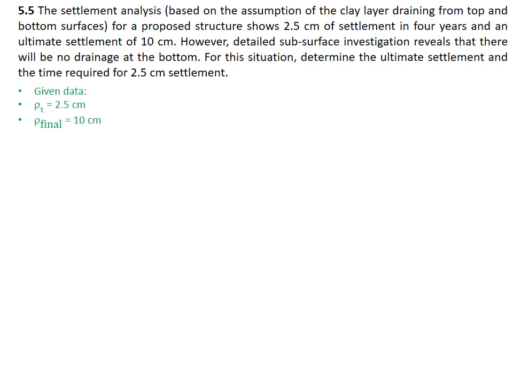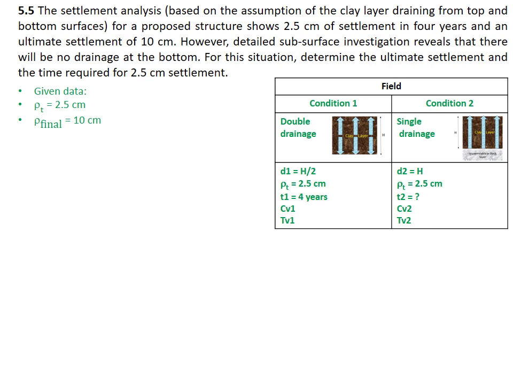Now we'll write the given data again in a tabular form. As you can see, both the cases are in the field. There are two conditions. First is, according to the lab, we have assumed it is a double drainage. So your D1 will be H by 2. Your settlement in 4 years will be 2.5 centimeters. So rho is nothing but the settlement, or the delta H is 2.5 for T1 4 years.